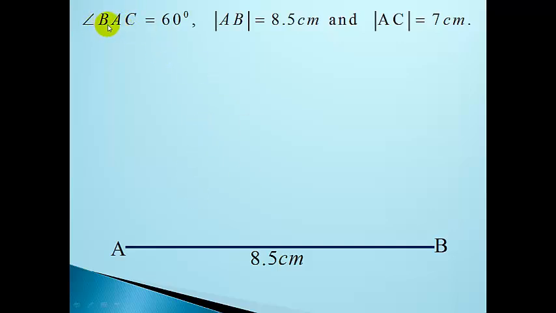Now from the question, we were given angle BAC to be 60 degrees, the length AB to be 8.5 centimeters, and the length AC to be 7 centimeters. So the first thing you do is to draw the line AB. Now we draw the line AB with the help of our ruler and our pencil. So we have the line AB drawn. The length of AB is 8.5 centimeters from the question.